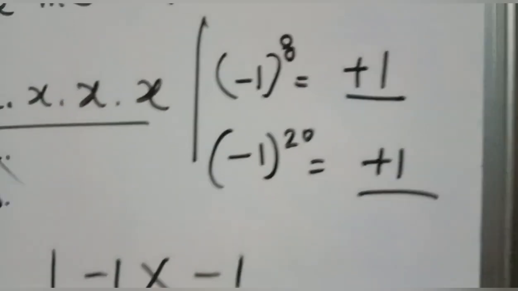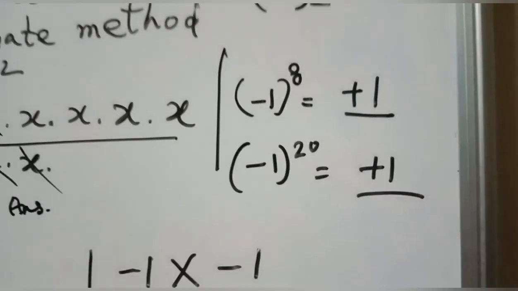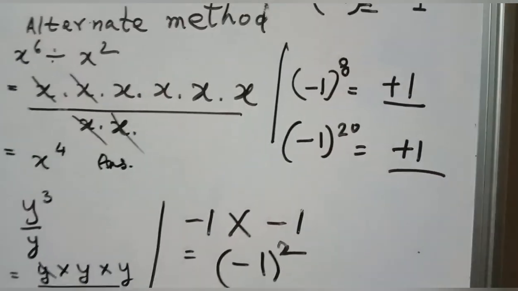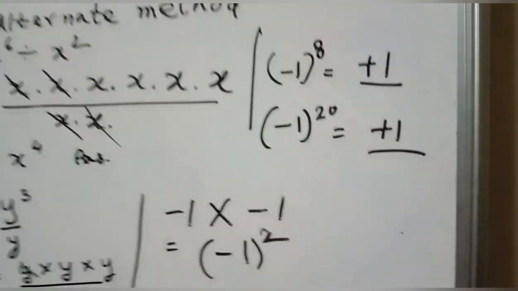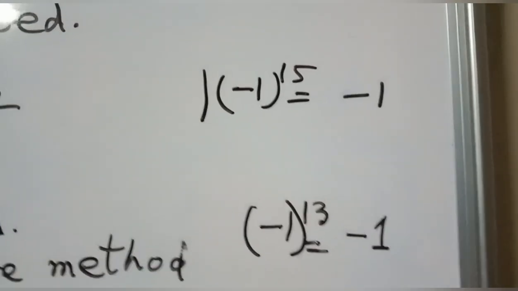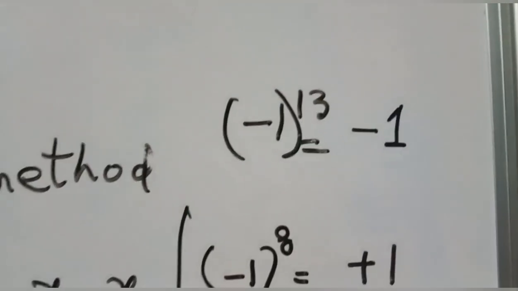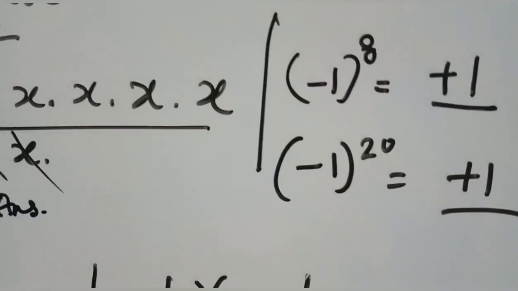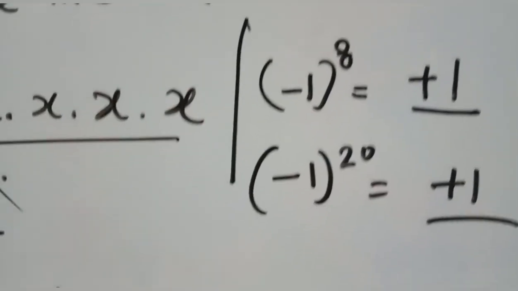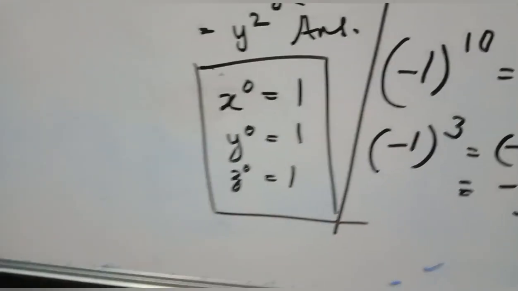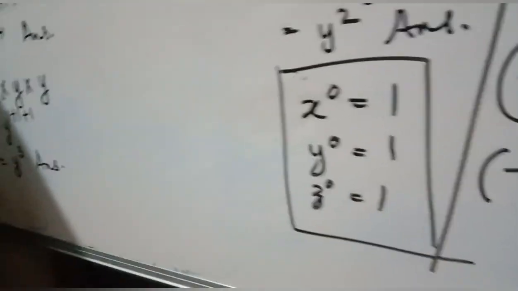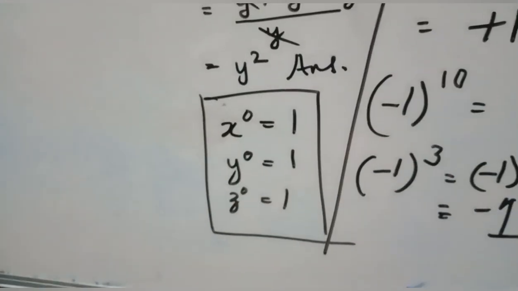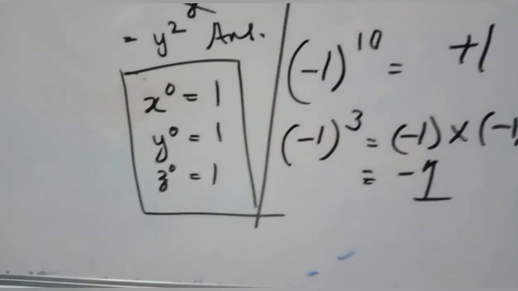Just see this one. This is a very important concept which is needed in algebra. Minus 1 to the power any odd number, the answer is minus 1. Minus 1 to the power any even number is always plus 1. And again I will come to this concept. Anything to the power 0 is 1. X to the power 0, 1. Y to the power 0, 1. Z to the power 0, 1.